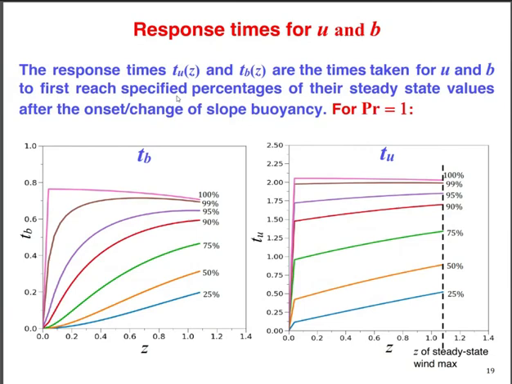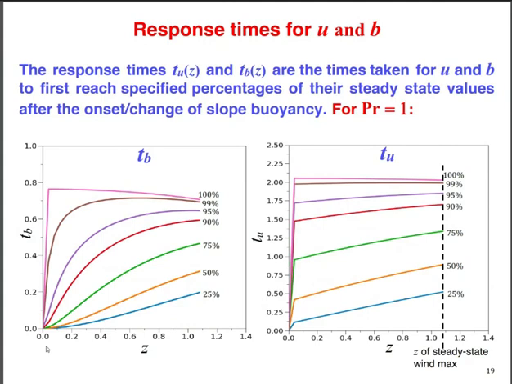Okay, so you're going to hit the same value several times. So we choose the first time that we hit, say, 50% of the steady state or 100% or whatever you want. That first time marks the response time. Okay, so here we're going to look at the response, and I'm showing the result here for now for Prandtl number 1, and we'll look at the other Prandtl numbers. But for Prandtl number 1, your response time for buoyancy, and this is the response time for U.